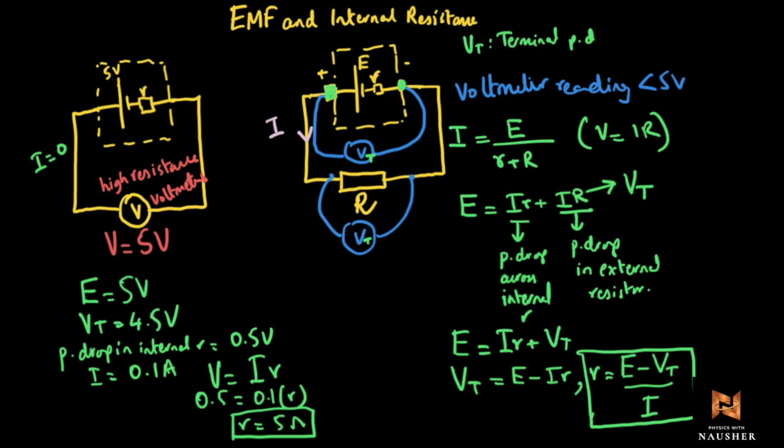Now I was saying you could use this formula. So did I give you the EMF? Yes. Did I give you the terminal potential difference? Yes. So what is 5 minus 4.5? यहाँ पे डालो, divide करो by current. Current कितना? 0.1. So 5 minus 4.5, 0.5 divided by 0.1, and you get the same answer. So this is just a shorter way. Over here, what I've done is I've just explained how this formula works. So this is the concept of the internal resistance. Now there's one more thing that you need to know.